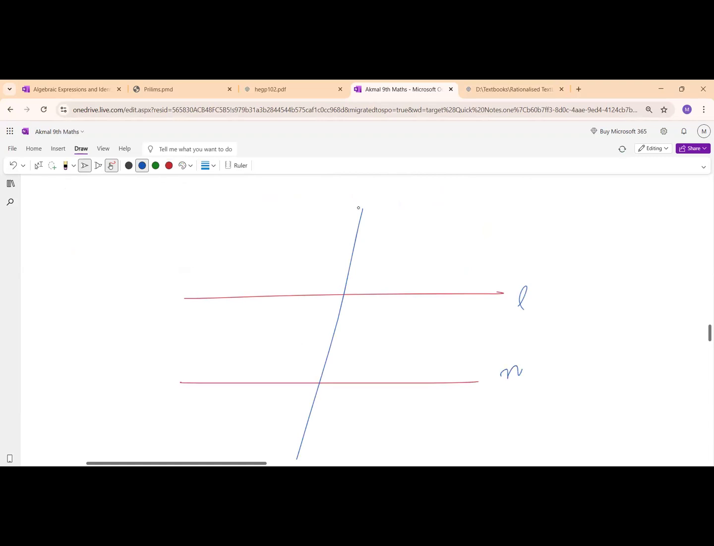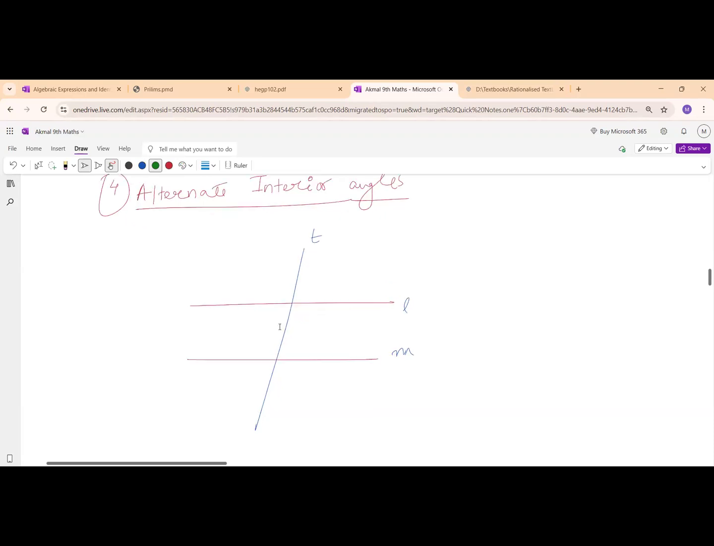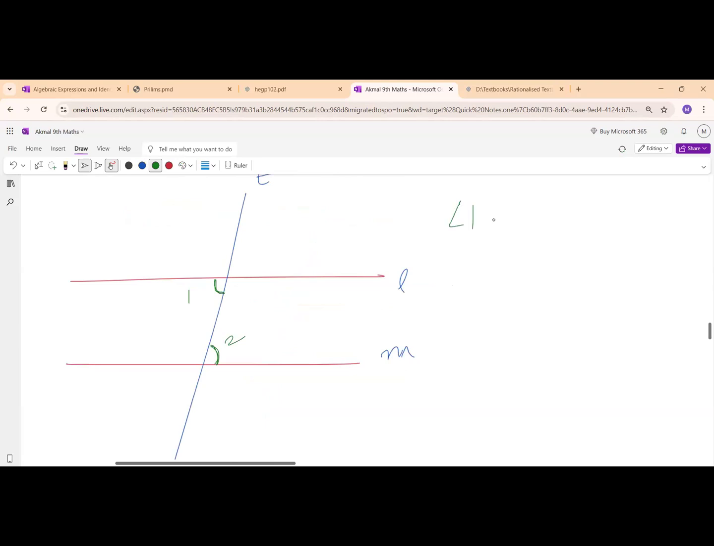L, M, transversal T. Akmal, everything is in the word. Interior means between the parallel lines. So both the angles are going to be between the parallel lines. And alternate means one angle on one side of the transversal, another angle on the other side of the transversal. So if I take this angle as angle 1 and this angle as angle 2, they are alternate interior angles, angle 1 and angle 2. They both are equal.